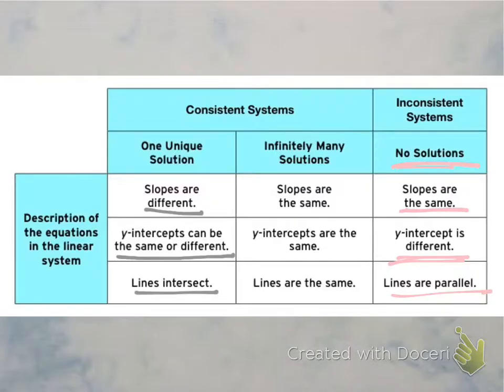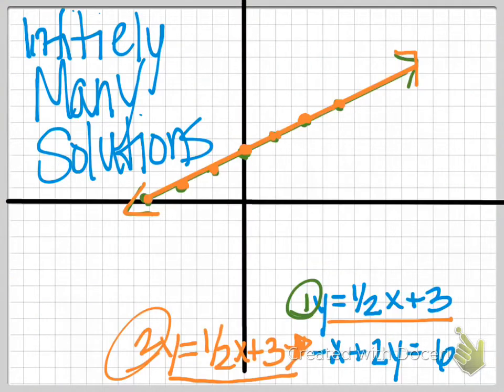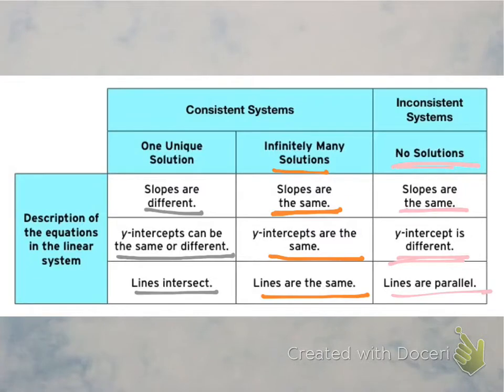If we go back and we look at our chart that we started with, infinitely many solutions means the slopes are the same, the y-intercepts are the same, and the lines are the same. So looking at our picture, we had our slopes the same. Here the slopes are the same. Our y-intercepts are the same. And our lines are also the same. That is infinitely many solutions. So this chart would be helpful to know.